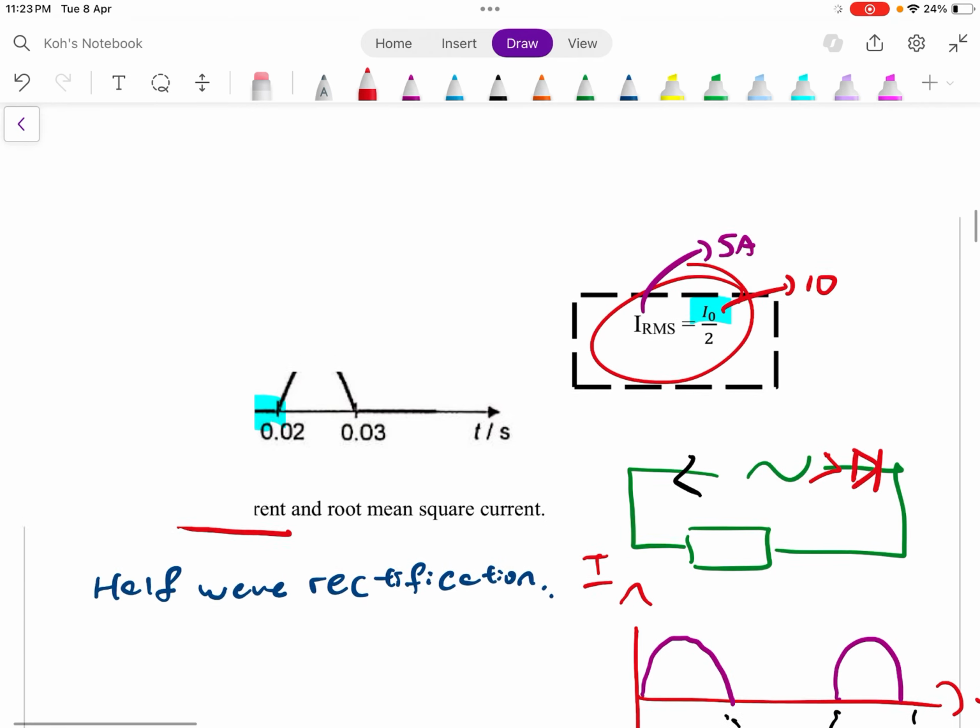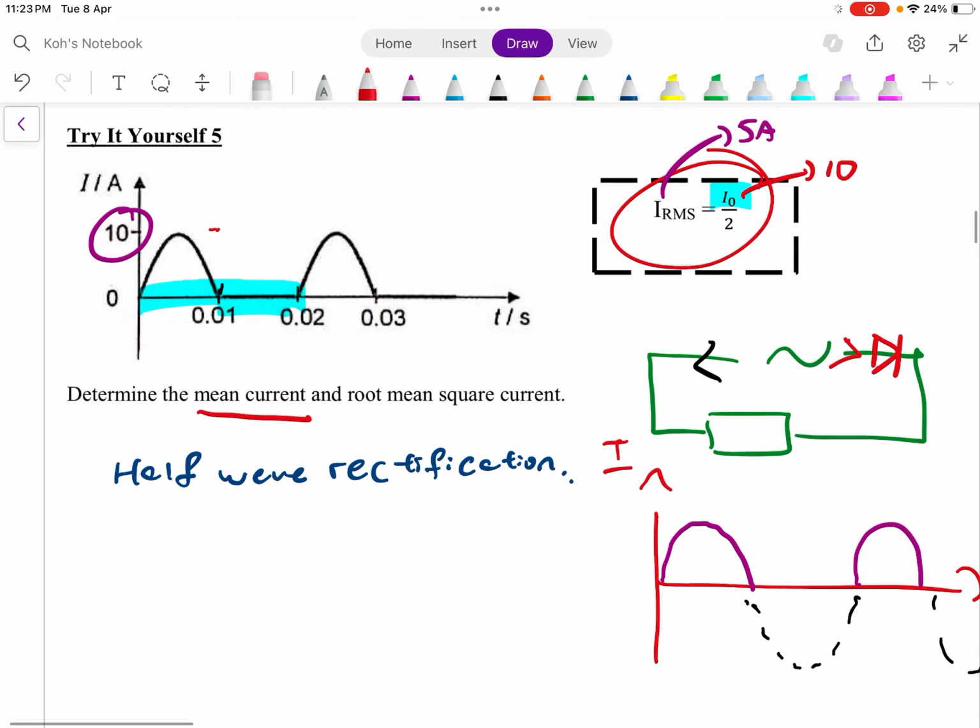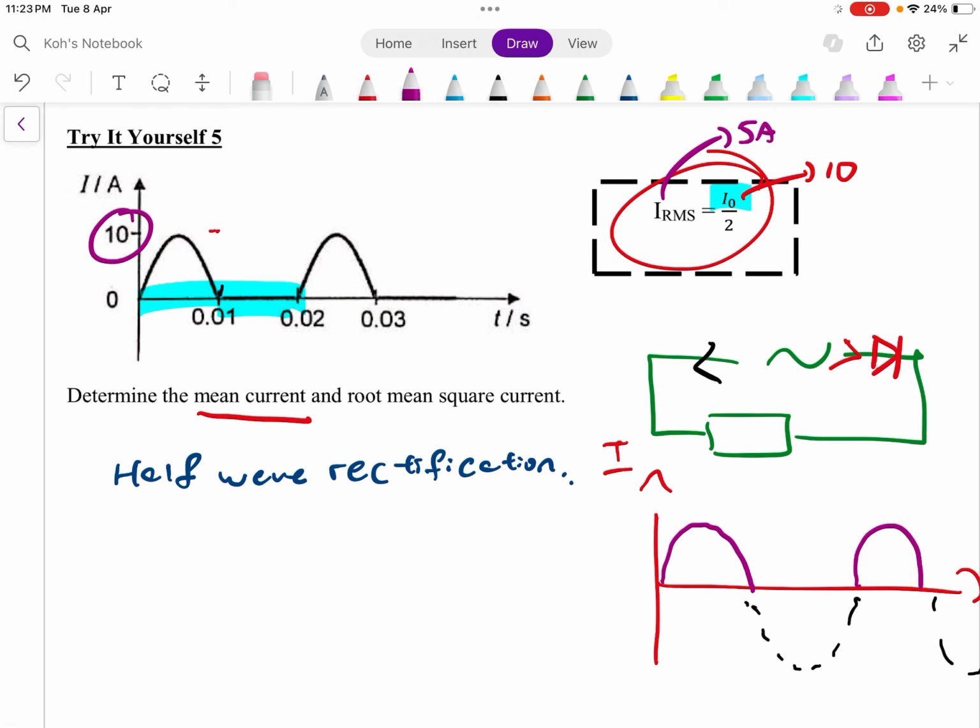Okay, so if I draw on the current against time graph, the root mean square current will look something like this. So this is your root mean square current, which is about 5 ampere. So this thing is I RMS equal to 5 ampere. Which is consistent with the result, because the so-called formula is I naught over 2. That will give you the root mean square current.